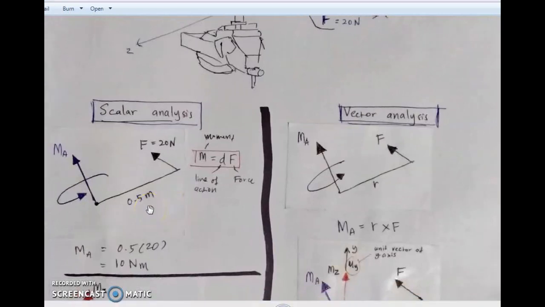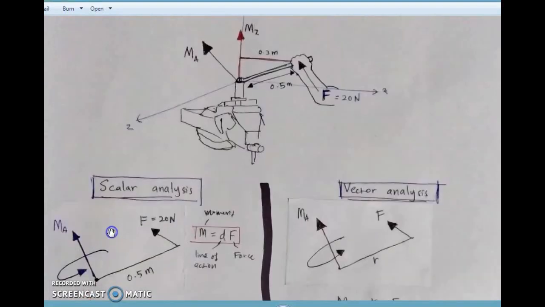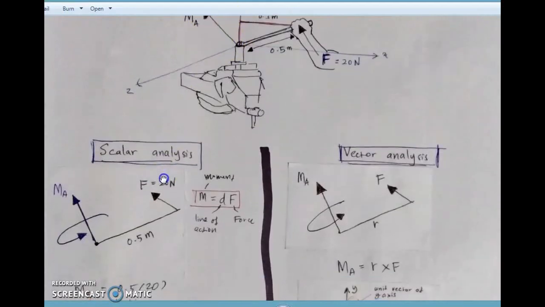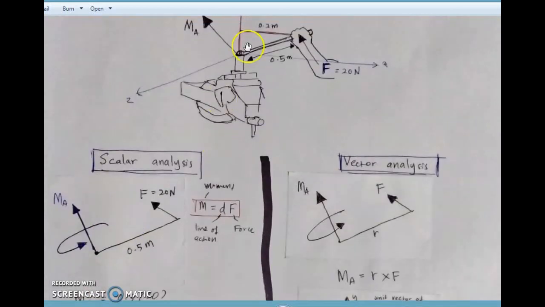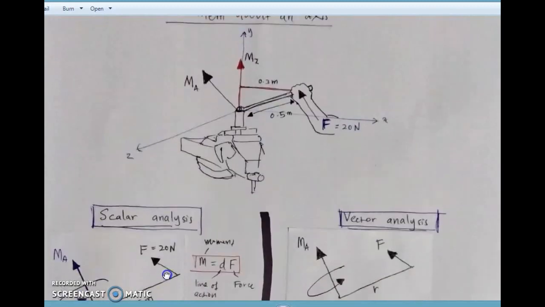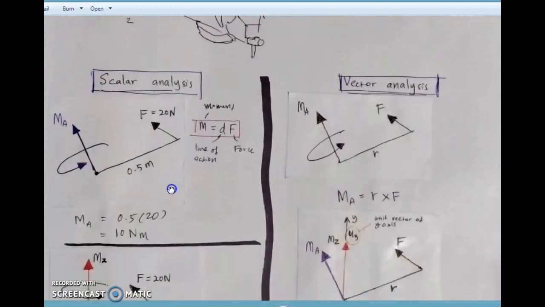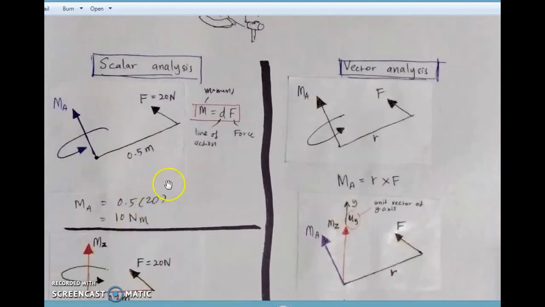For scalar analysis using the 2D approach, we can simply calculate the MA. First we calculate the moment in this direction, which is MA. Simply we calculate using the normal equation, moment equal to D multiplied by F. Your line of action is about 0.5 meter and your force is 20. So simply multiply it, you will get 10 Newton meter.